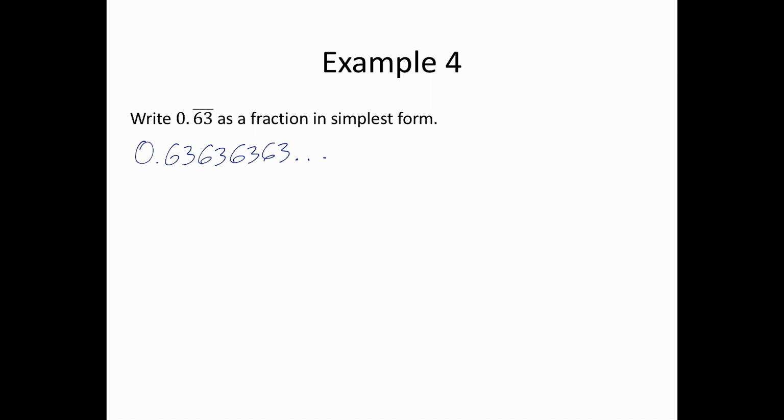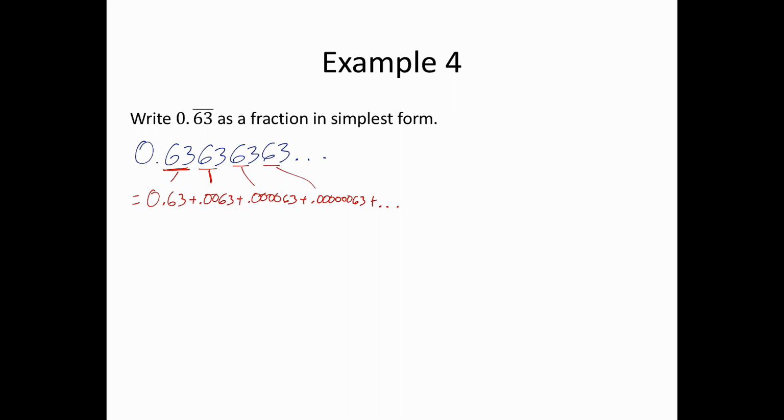Let's talk about what we have here. 0.63, that 63 piece is the part that gets repeated over and over. What we can do is treat this like an infinite geometric series, where if we break it down, if I just focus on this 0.63 here, that's 0.63. If I take this piece right here, that's plus 0.0063. This piece right here, we could add plus 0.000063. This piece right here would be plus 0.00000063, and the pattern will keep going forever.